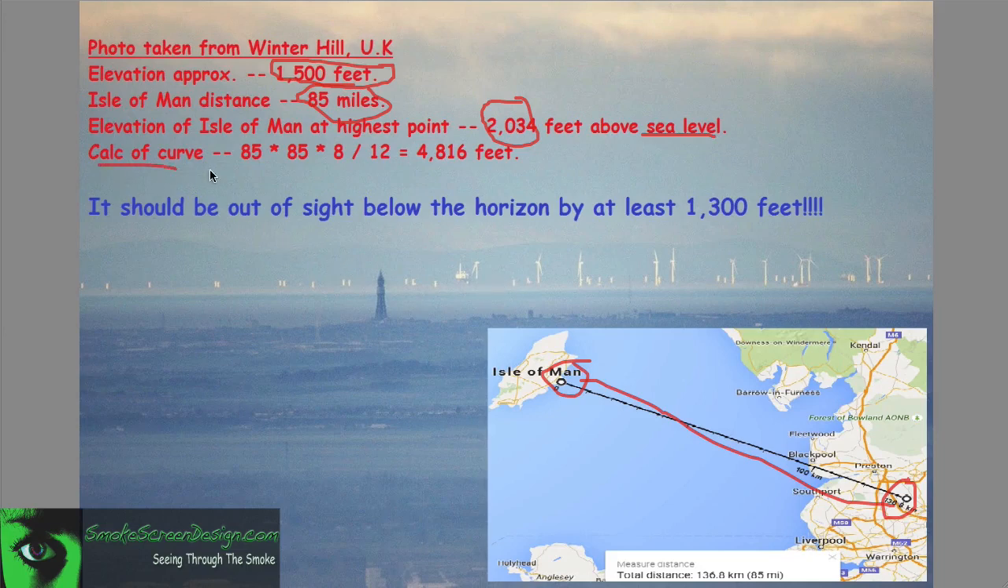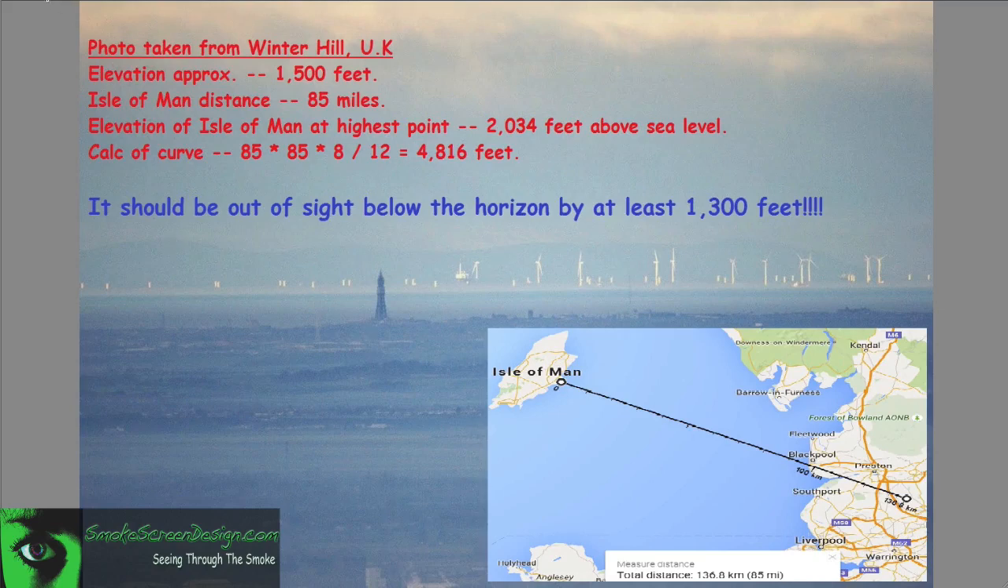So then the calculation of the curvature was the mileage times 8 divided by 12, and that's just the formula to come out with the curvature, which should be 4,816 feet. So what that means is from the location where this is to this location out here, the curvature at this point should be 4,816 feet. Then it says it should be out of sight below the horizon by at least 1,300 feet. So let's see if this is correct.